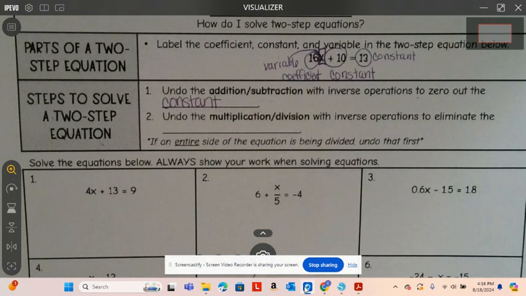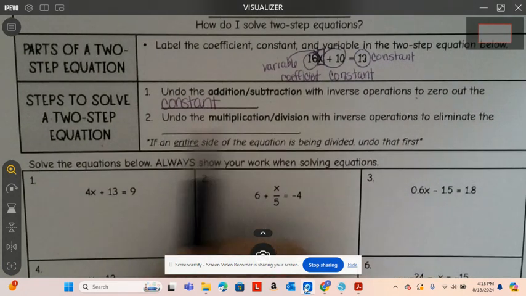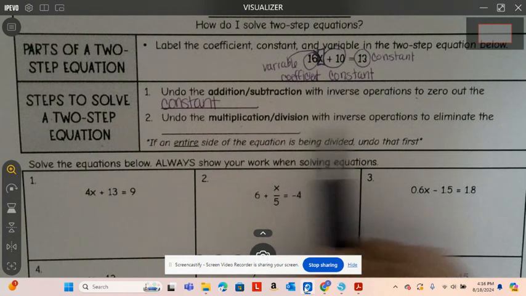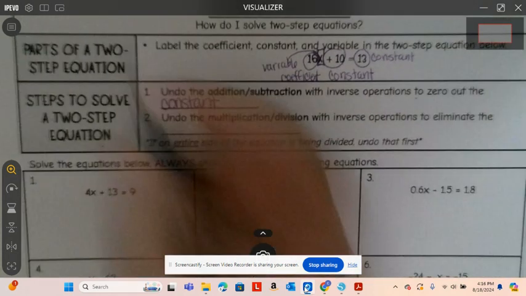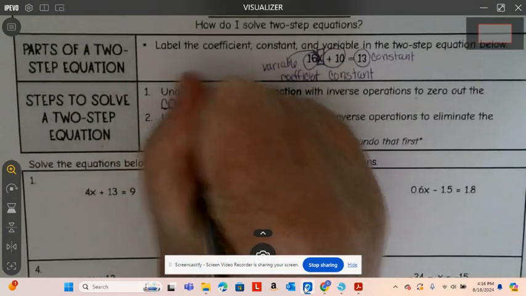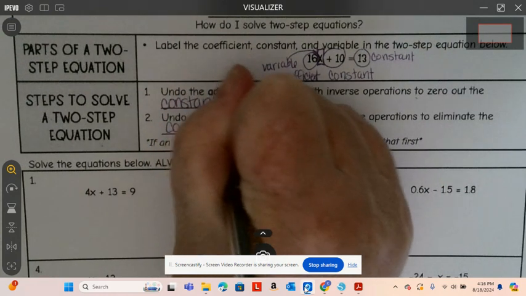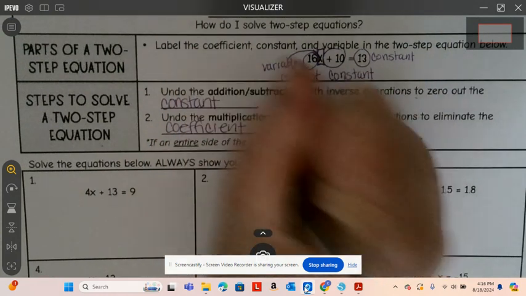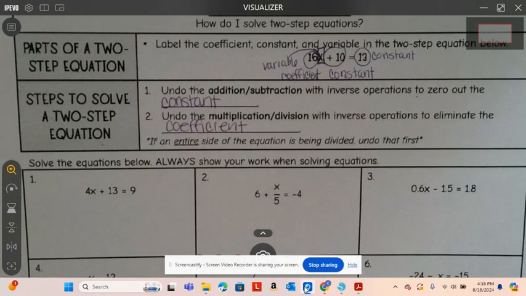Okay, and then our second step for a two-step equation is to undo the multiplication or division with inverse operations to eliminate the coefficient. We're always going to get rid of the constant first, then the coefficient. Those are our two steps.